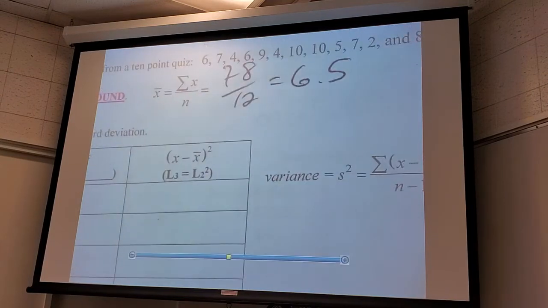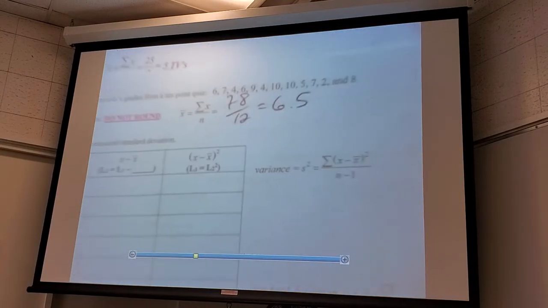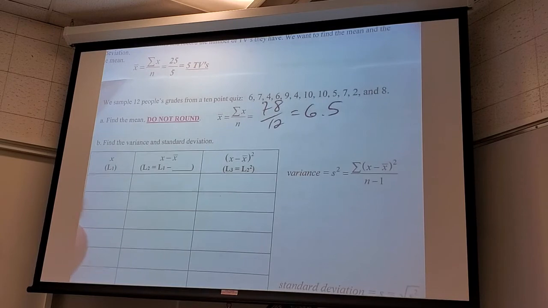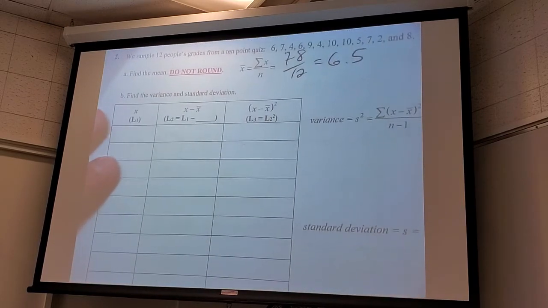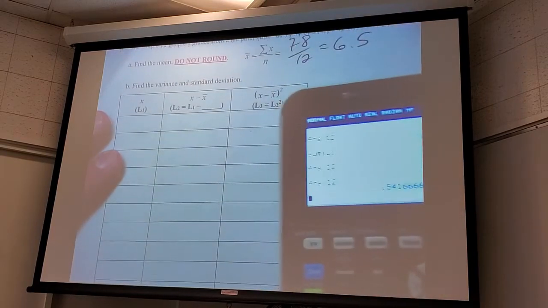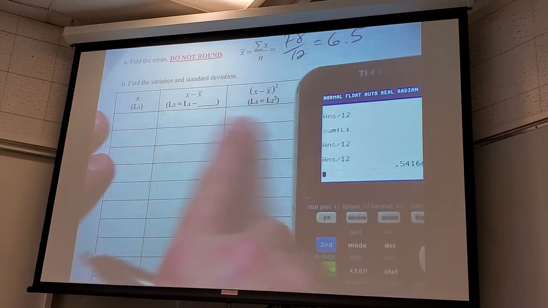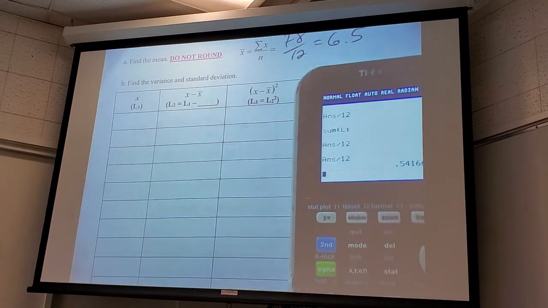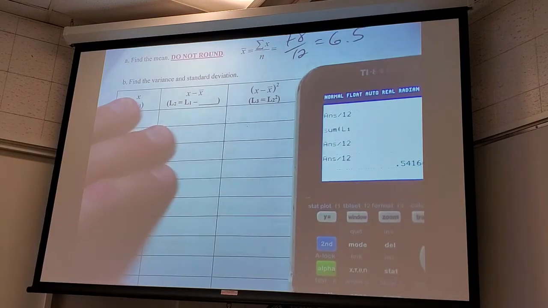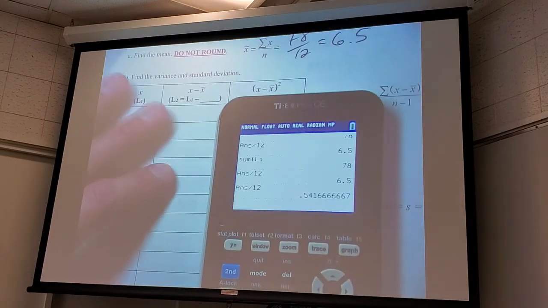You basically don't want to round your mean. And I'll tell you if I'm going to let you round on the test or something. All right, so now I could do each one of these rows by hand, one at a time. That would suck. This thing costs $100. Calculator, do this for me.